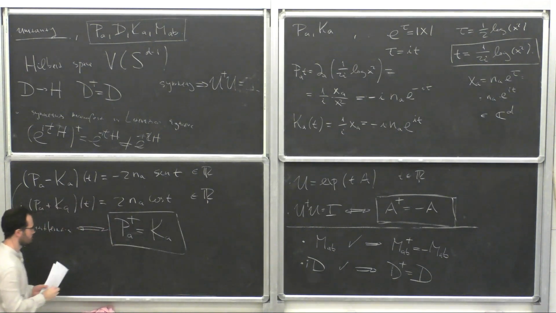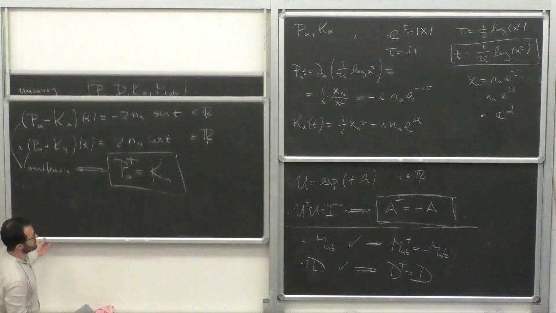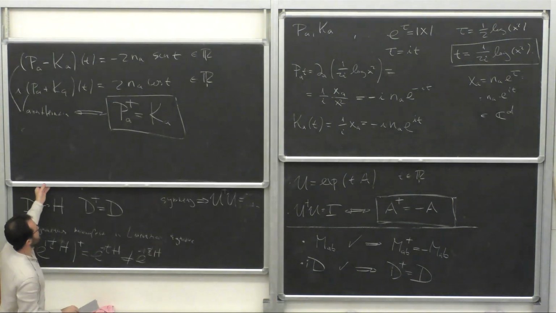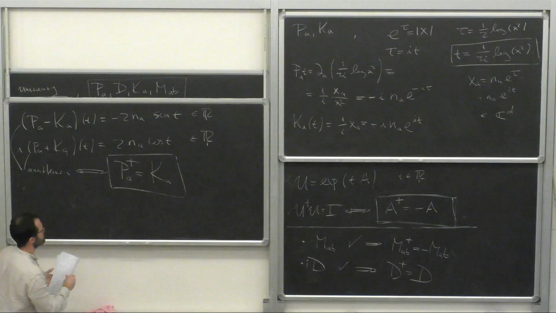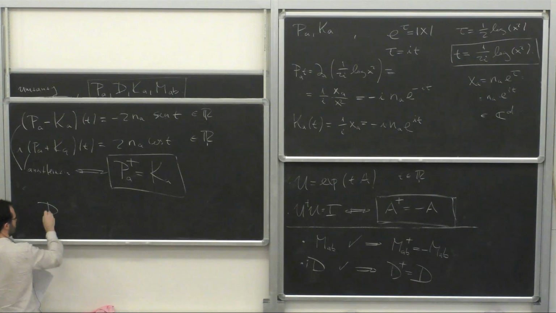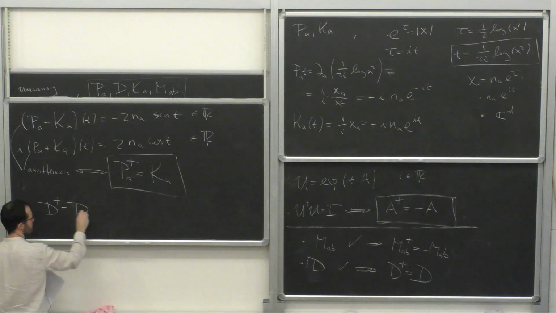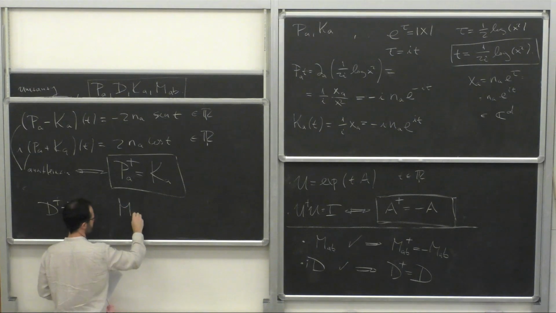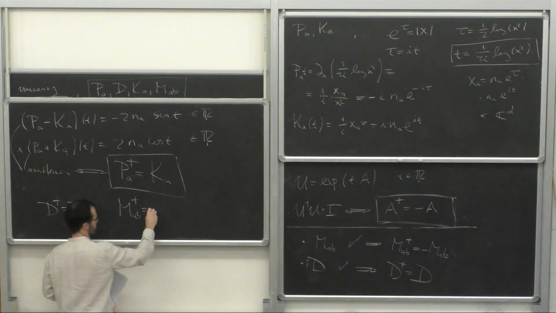Okay, so that's the final result. Let me just summarize it. We have that P_a Hermitian conjugate is K_a, D Hermitian conjugate is D, and M_AB is anti-Hermitian.